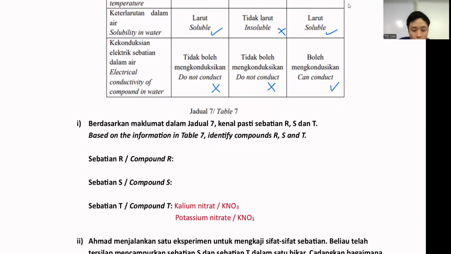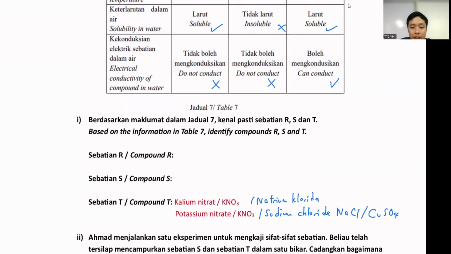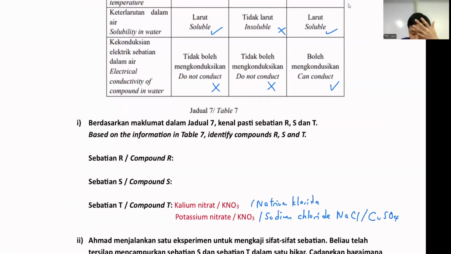an ionic compound, for example potassium nitrate. Not even potassium nitrate, the simplest one. If you want the simple answer, of course the favorite, sodium chloride, NaCl. In Malay, it's called natrium klorida. Or if you don't want that, you can also say copper(II) sulfate, in Malay called kuprum(II) sulfat. Your wish.